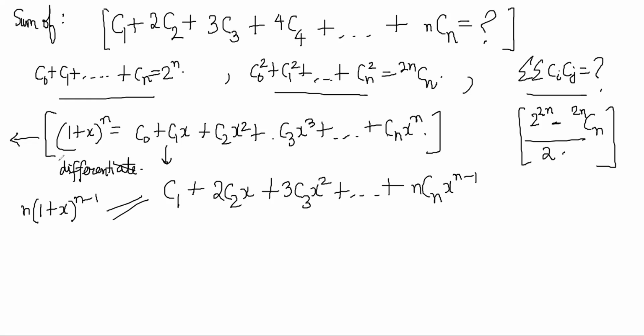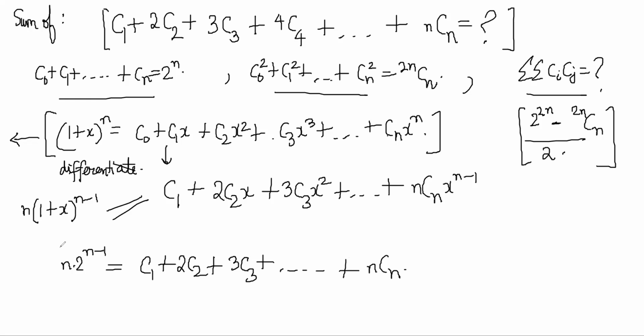See, an identity, when you perform the same mathematical operation, it will still remain an identity. And at the end, you can put the value of x as 1, right? So the answer will become simply n into 2 power n minus 1, right? Makes sense, no? So how are we using algebra and calculus together here?